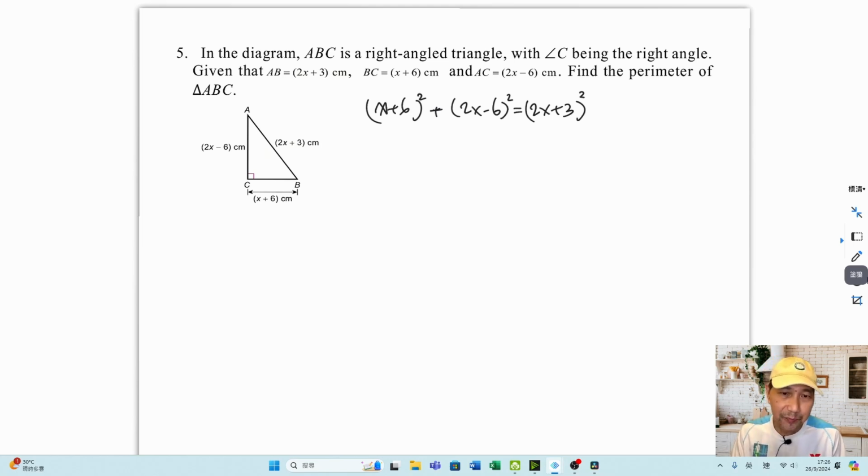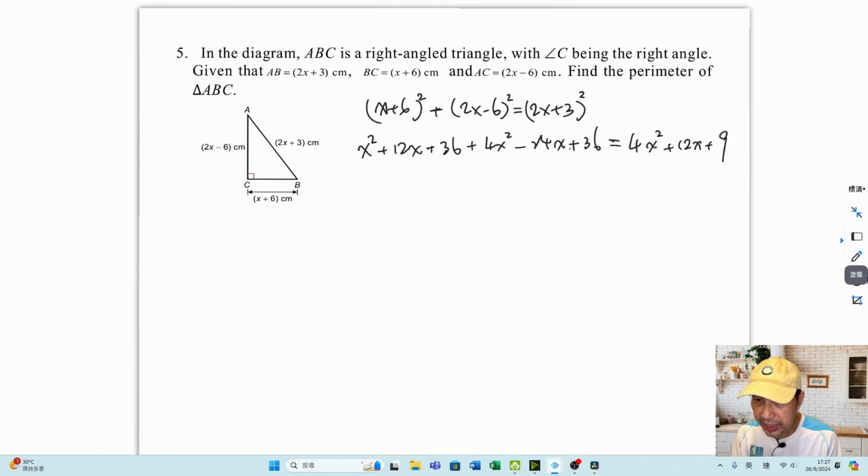For the Pythagoras theorem, the square of the longest side is equal to the sum of the squares of the other 2 sides. In this diagram, the right angle is here, so 2x plus 3 is the longest side, so it is alone on the right hand side, and then add the sum of squares of the other 2 sides. Then we expand the brackets, simplify the expression, and use the calculator to get the answer.